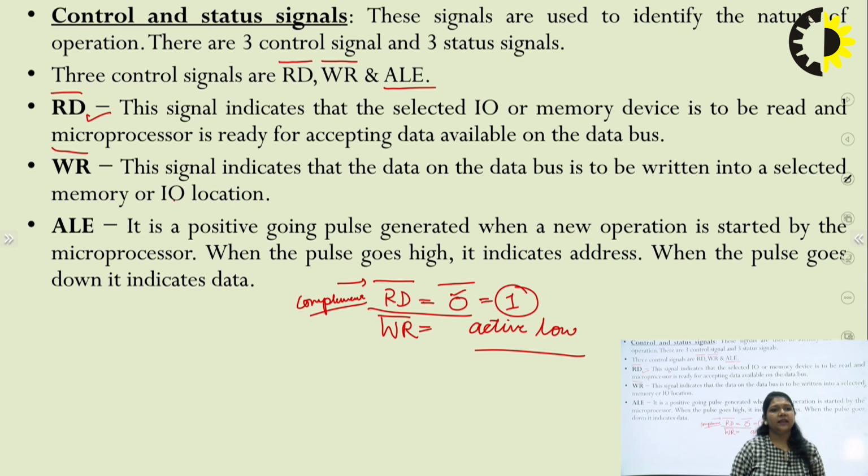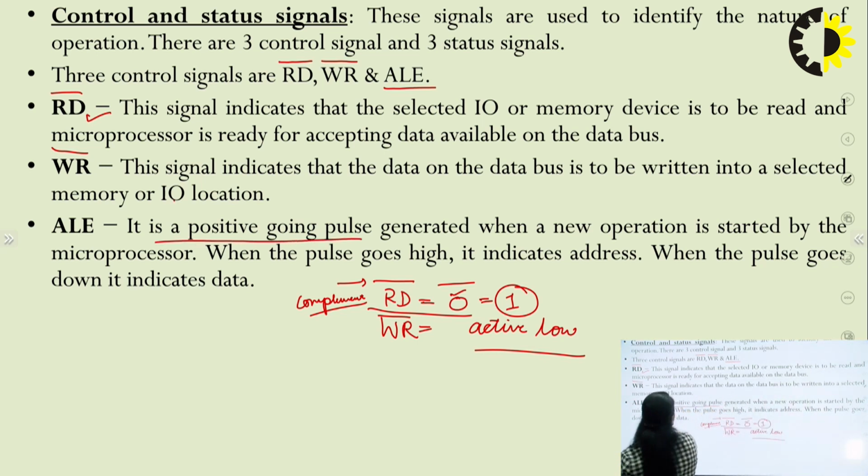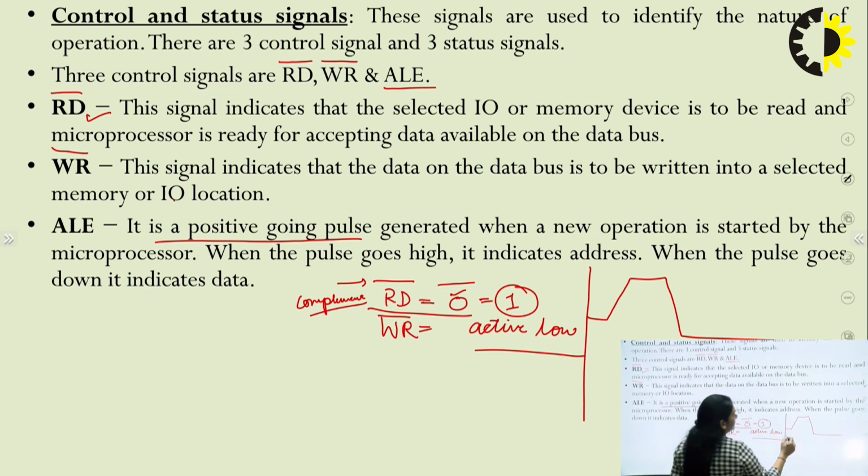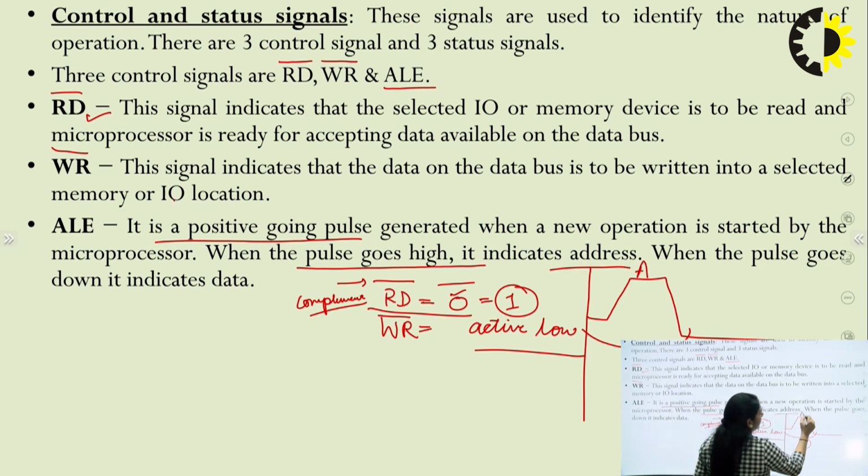Next is ALE, it is a positive going pulse. Positive going pulse means it will be generated like this. This will be our ALE in the timing diagram. When this ALE is 1, when the pulse is high, it will indicate the address. Which address? A7 to A0, the lower order address.